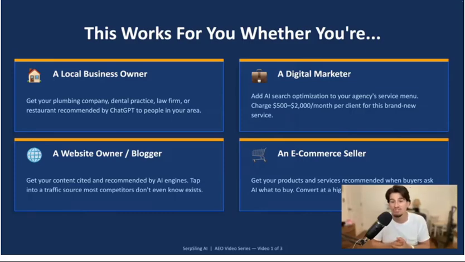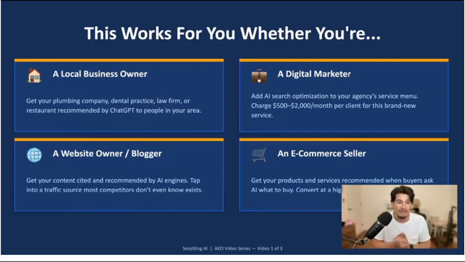Okay, if you're a digital marketer, add AI search optimization to your agency's service menu as well. Okay, you can charge anywhere between $500 to $2,000 per client for this brand new service. Okay, and the best part is that you can be the only one offering it right now. So few agencies are offering this as a service that you can be the one to go in and just dominate the entire AEO space and be the one that does it for the entire area that you work in.